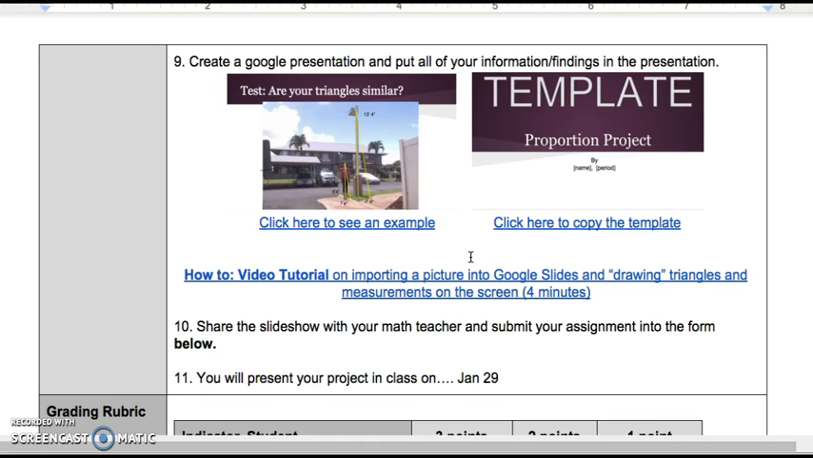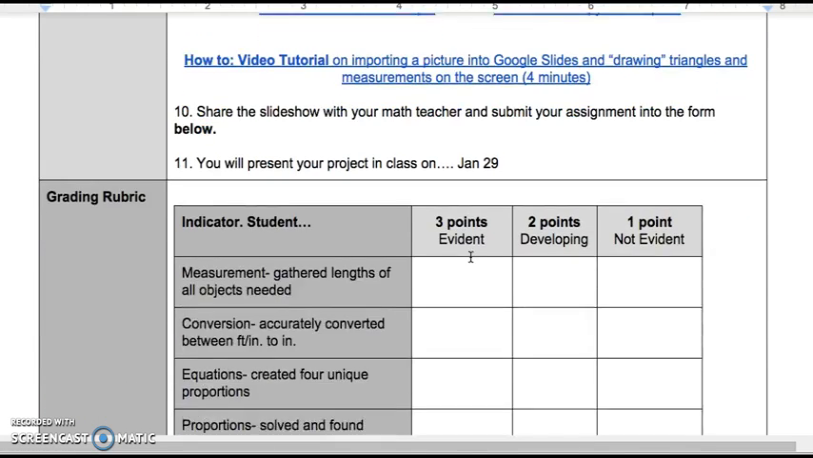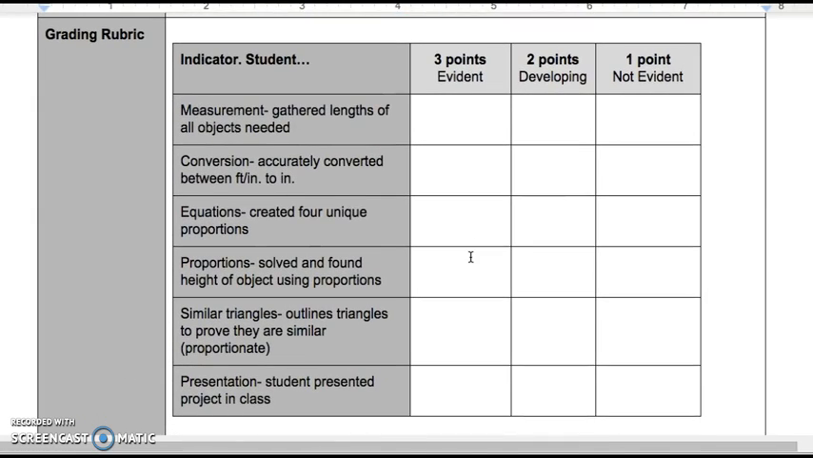All right, so hopefully this video wasn't too confusing. Oh, and by the way, here's the rubric that we'll be grading you on. Just look over that. And hopefully this wasn't too confusing.